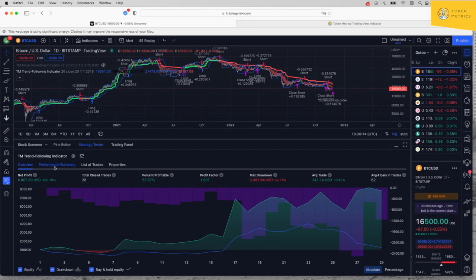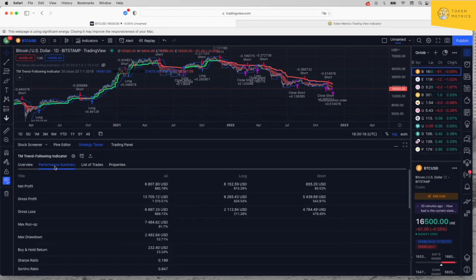Now, if you want to dive deeper into the results and performances, you can go to the performance summary tab that is here. And when you click on it, it will show you a lot of very useful details. For example, how much money did we make on the long signals and how much money did we make on the short signals. So it divides that up.